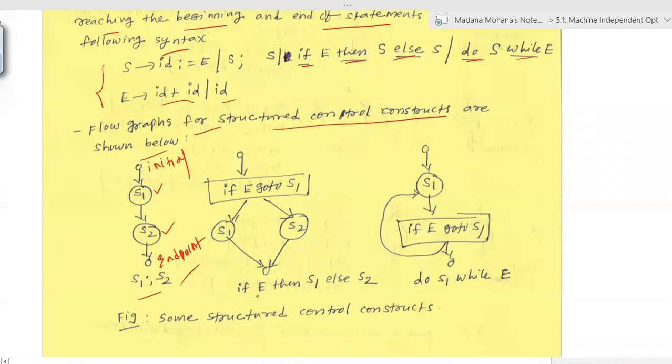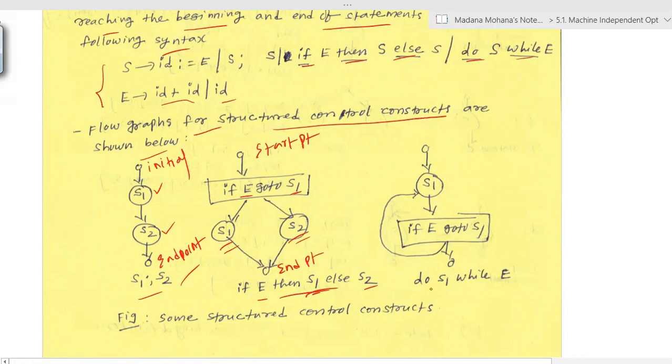Similarly, the if then else case: if expression, then statement 1, else statement 2. This can be represented in the form of a flow graph. Here you can see, if E, by using a conditional jump statement: if E go to S1, if expression go to statement 1, else statement 2. Here this is the start point, and this is the end point. This is the if then else flow graph.